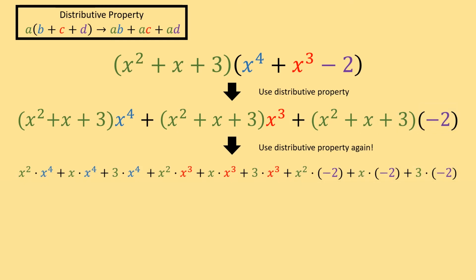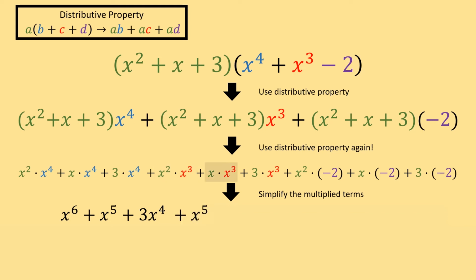Now, within each of these terms, we're just going to multiply our terms together. So x squared times x to the fourth is x to the sixth power. X times x to the fourth is x to the fifth power. 3 times x to the fourth is 3x to the fourth. X squared times x to the third is x to the fifth. X times x to the third is x to the fourth. 3 times x to the third is 3x to the third. X squared times negative 2 is negative 2x squared. X times negative 2 is negative 2x.